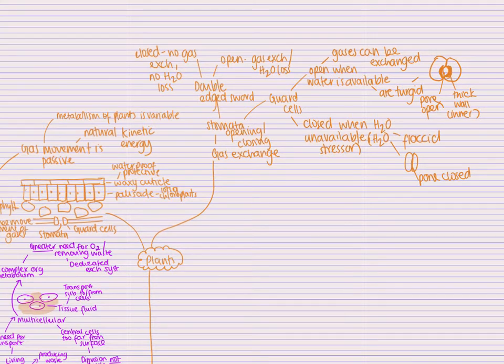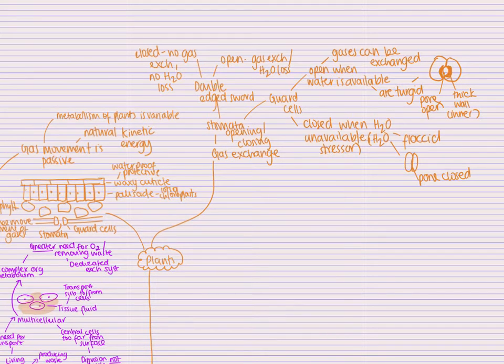So it's sort of a protective mechanism. If there's enough water, then the plants are like, hell yeah, let's go and exchange some gases. If there's not enough water, hell no, we are not going to exchange gases. We don't have time for that. We don't have enough water to be opening and dehydrating ourselves.